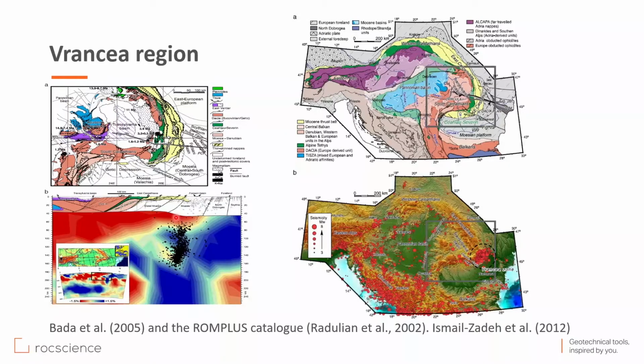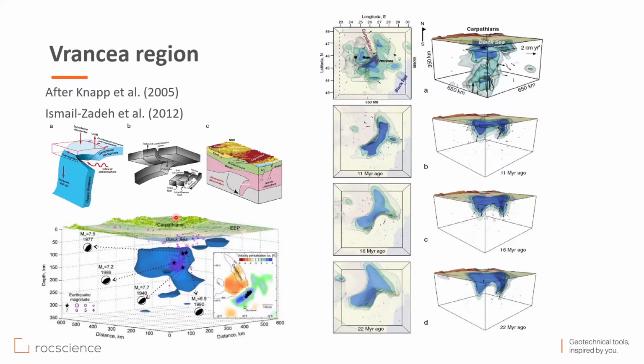Repeated large and intermediate depth earthquakes in the Vrancea region shake Central and Eastern European cities several times, several hundred kilometers away from the hypocenter. So it's very important. Let's see some three-dimensional visualizations of this slab.